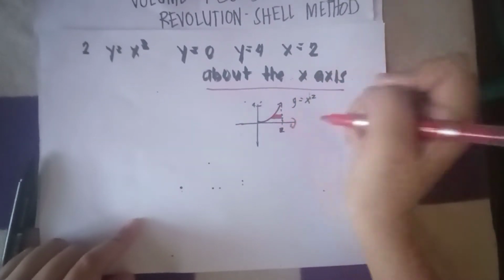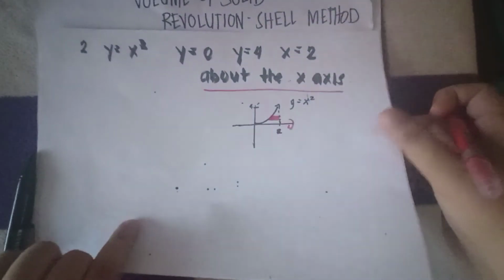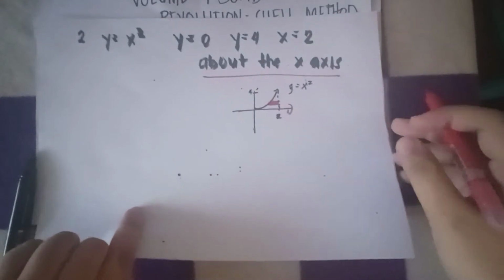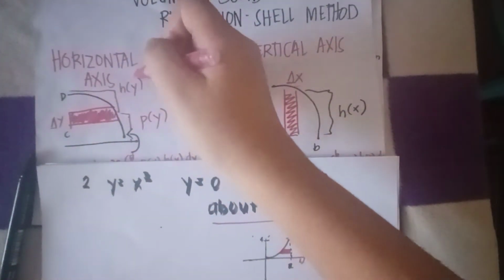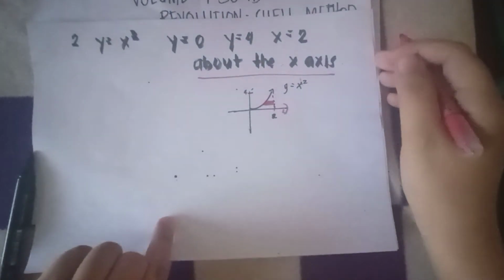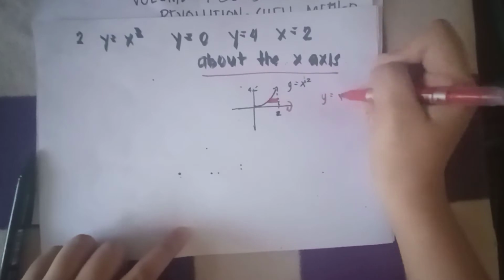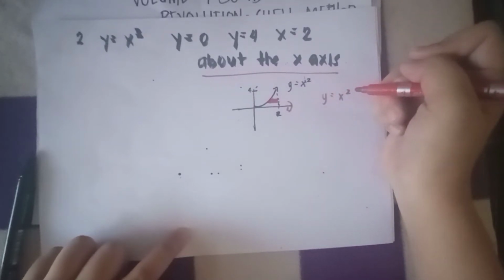Dahil po ang ikot natin is dito, dahil about the x-axis. Ayan po, doon ang ikot. Dahil doon po, kailangan naka-delta y po ang ating mga given. So, dahil naka-delta y po ang ating mga given, anong gagawin natin dito sa y is equal to x squared?